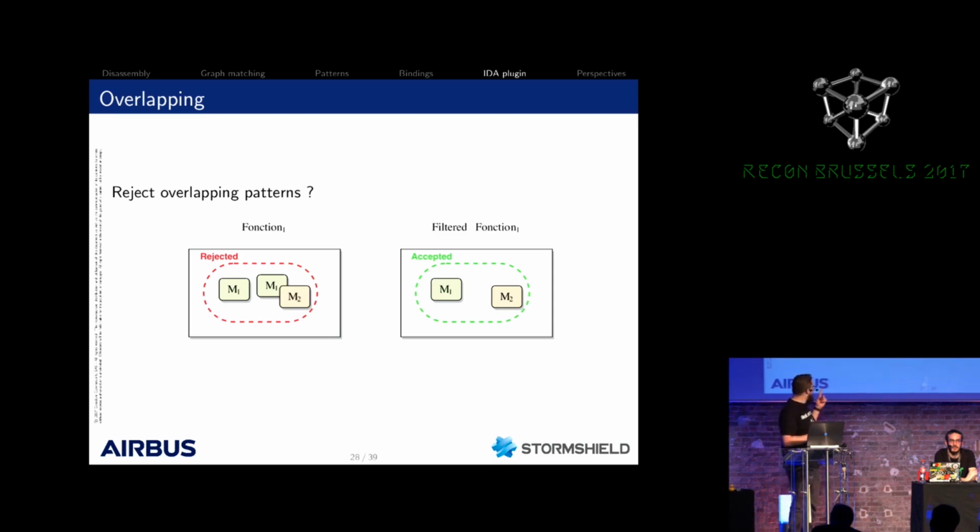So if we remove the pattern number 1 for the overlapping, we have valid matches at the right. So we can say, okay, it's our function. This technique is not yet implemented in GRAP.